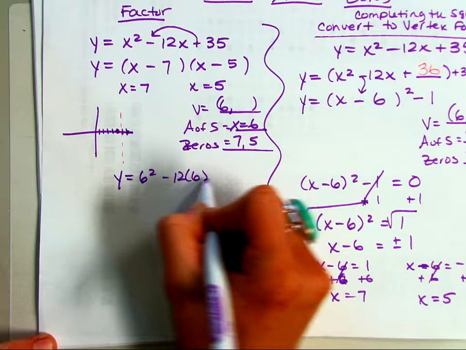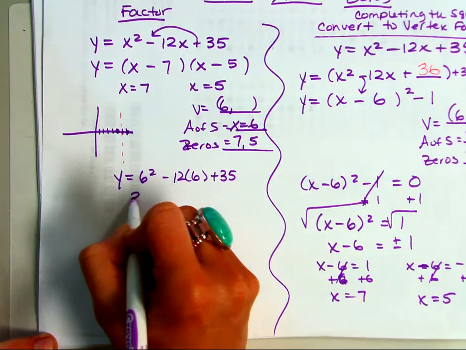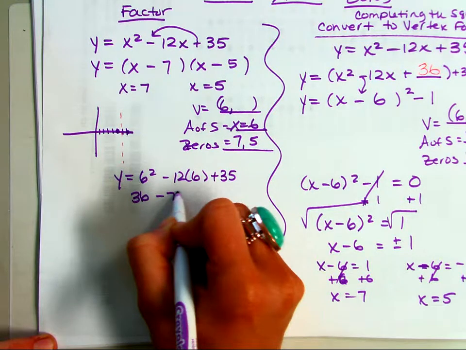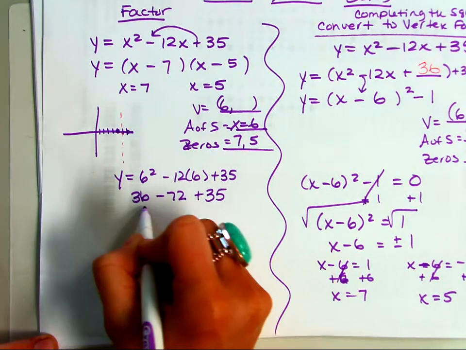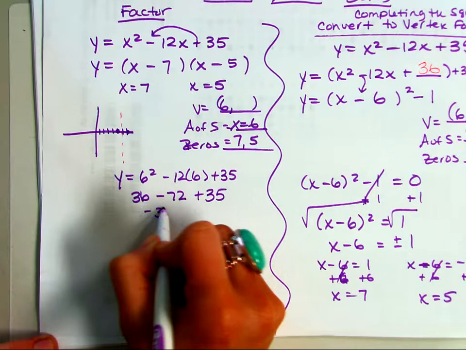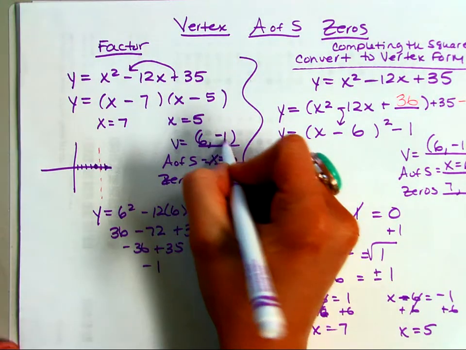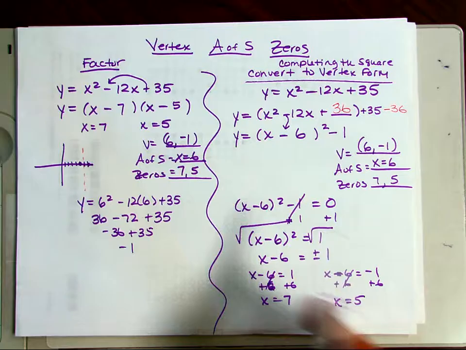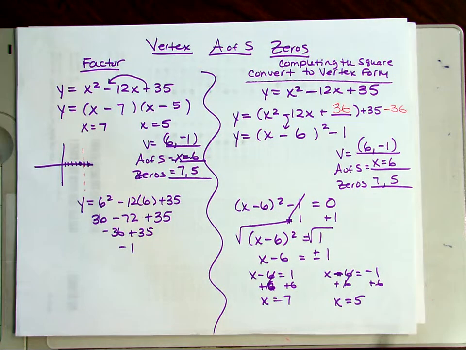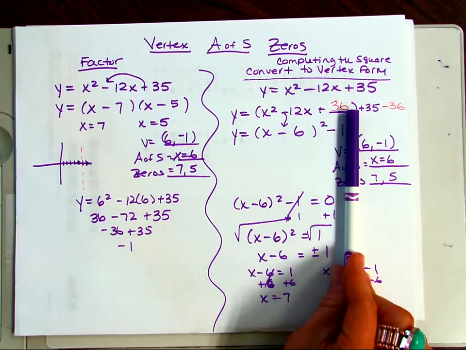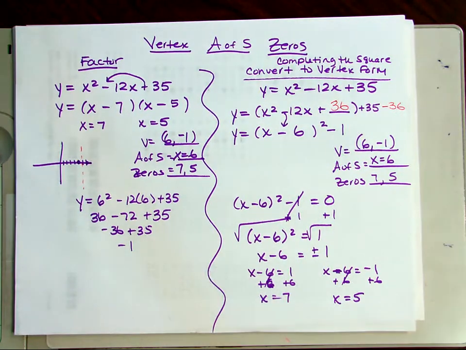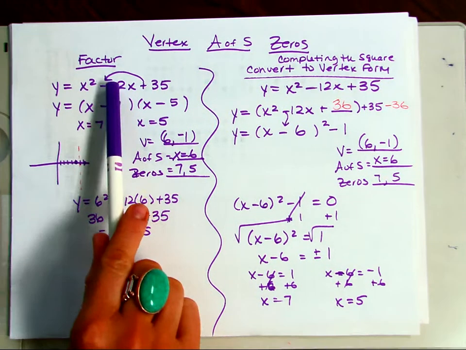And to find that, I say y equals 6 squared minus 12 times 6 plus 35, which is 36 minus 72 plus 35, which is negative 36 plus 35, which is where you get negative 1, and now I want you to look at that, and it's the exact same thing. So, last 2 minutes here. Why would I ever go through all this work when I could just do it this way?